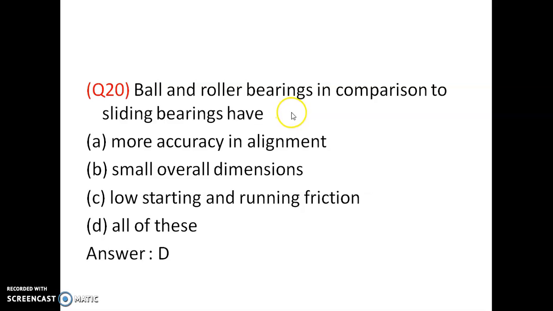Ball and roller bearings in comparison to sliding bearings have, options: more accuracy in alignment, small overall dimensions, low starting and running friction, all of these. So for ball and roller bearings, all the options are correct. They have more accuracy in alignment, they are small in dimension, and they have low starting and running friction. So option D is correct.